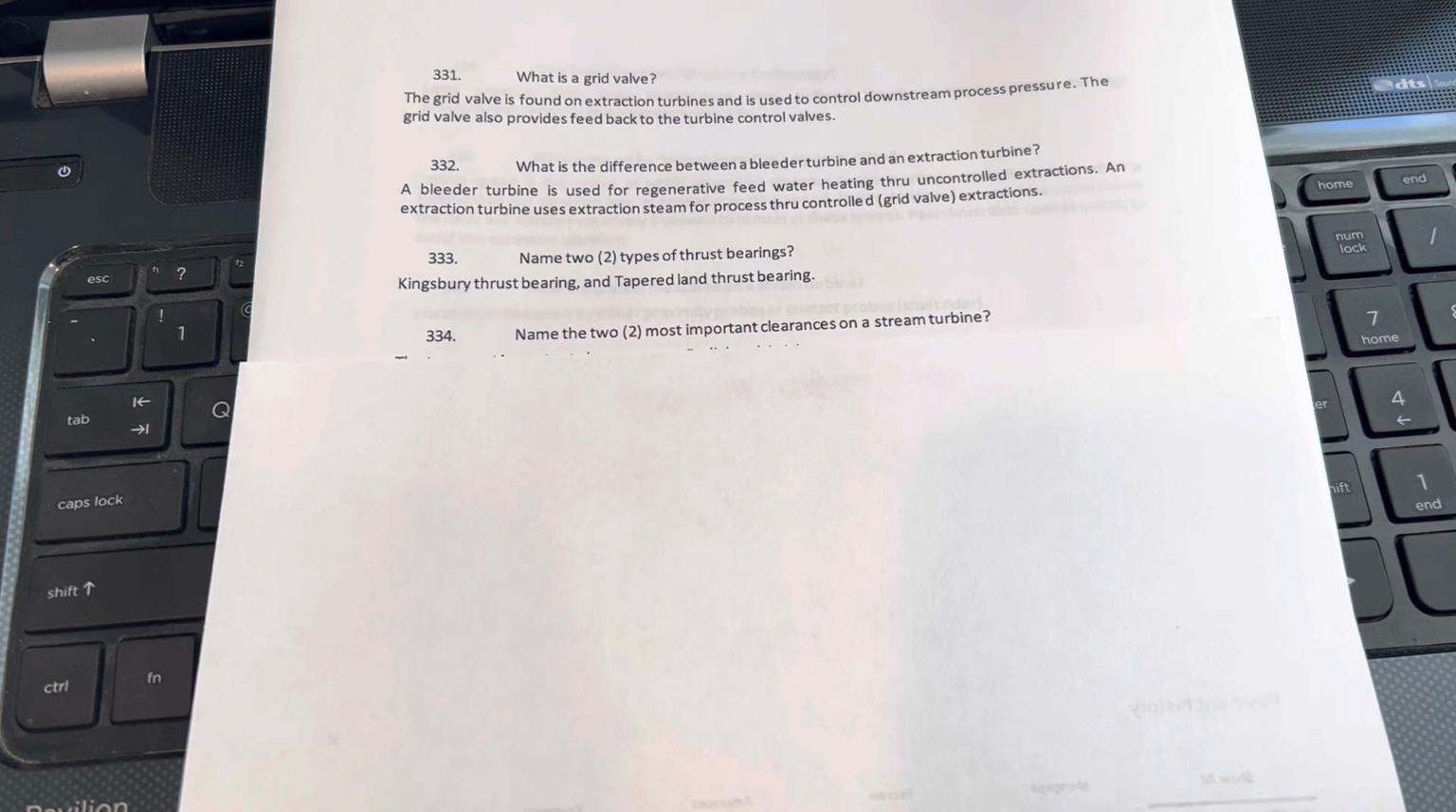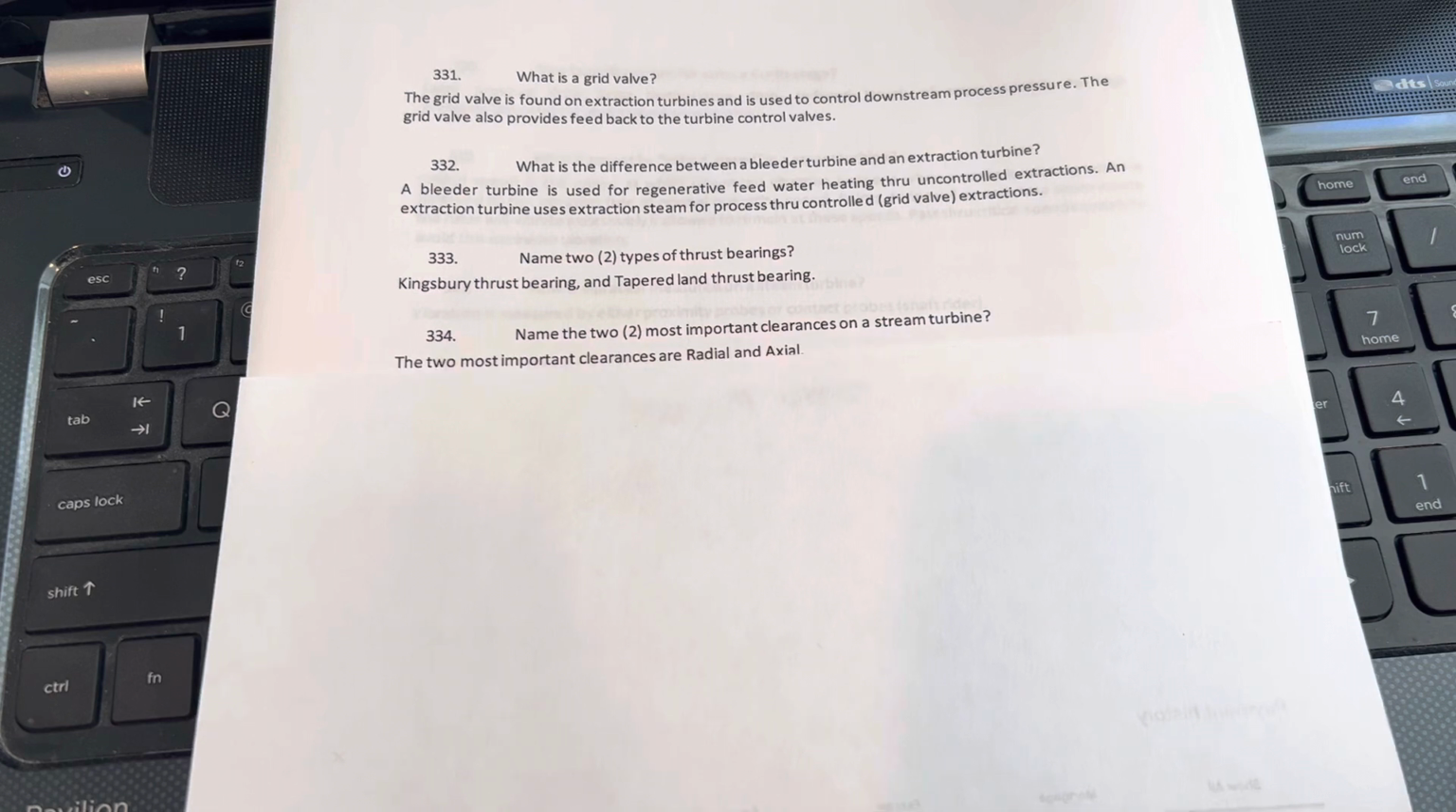Name the two most important clearances on a steam turbine. The two most important clearances are radial and axial. Okay?